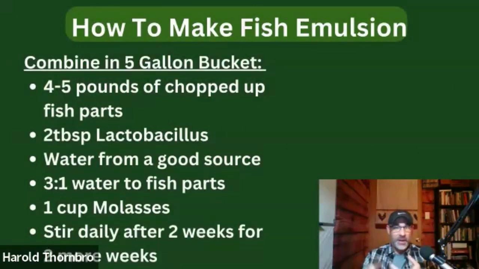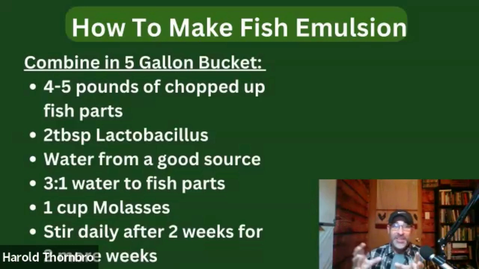Water from a good source. I already told you what that was. That's rainwater, well water, not city water. You're going to have about 3 times the water per fish part. So if you've got this much fish parts, you fill the rest of it up with water. Then 1 cup of molasses, which gets the microbial activity going.